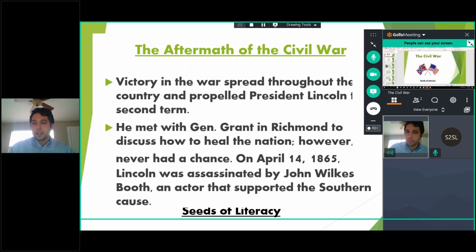So we're at the end of the war, and this victory starts to spread throughout the country, and it propels President Lincoln to a second term. So he met with General Grant to talk about, wow, we've just had this war between the North and the South. We're one nation again, technically, but what can we do to try to heal the nation? And he never really got that chance because on April 14th, 1865, he was assassinated by John Wilkes Booth, an actor that supported the Southern cause.